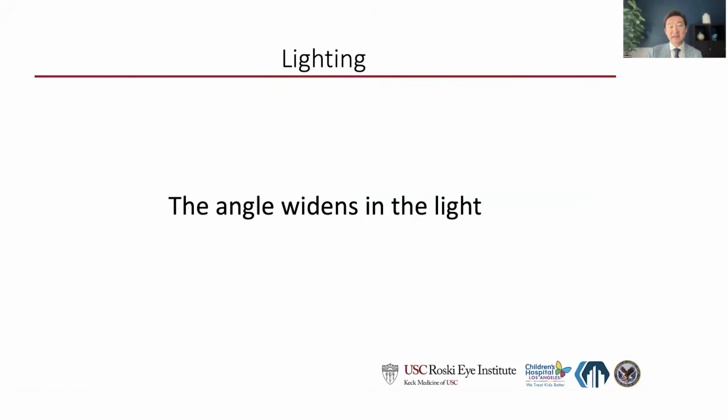Next, it's also important to recognize that the lighting conditions determine the width of the angle and that the angle widens in the light. This is a video that demonstrates this principle. You can see here that in the light the trabecular meshwork is visible. When the light is dim by narrowing the slit beam, we can see that the configuration of the angle changes. And then once the light is turned back on, the iris is drawn away from the angle recess as the pupil constricts. So it's very important to recognize that gonioscopy should be performed ideally in a dark environment in which the angle is maximally narrowed.